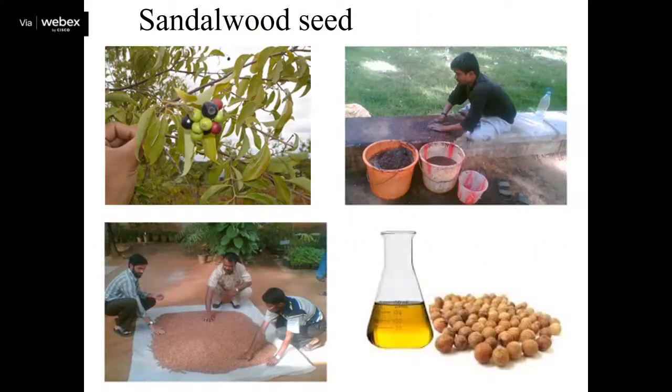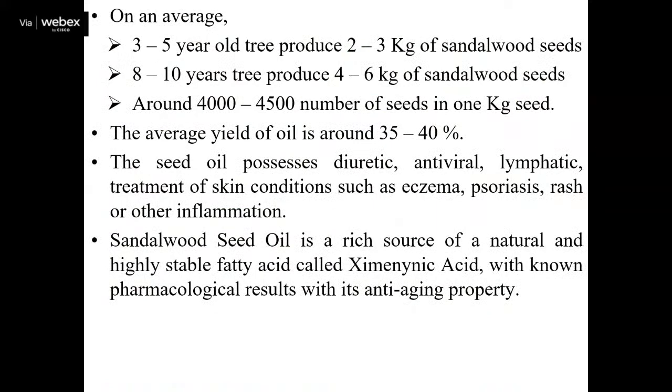There is one more prospect in sandalwood cultivation, which is the seed part. In many sandalwood plantations, around 3 years of age, the sandal tree starts producing seeds, and the seeds have very good oil content. An average 3 to 5 years old tree produces some 2 to 3 kg of sandalwood seeds, and at eight to 10 years, it starts producing about 4 to 6 kg of sandalwood seeds. Around 4,000 to 4,500 seeds will be there per kg, and average oil is around 35% to 40%.